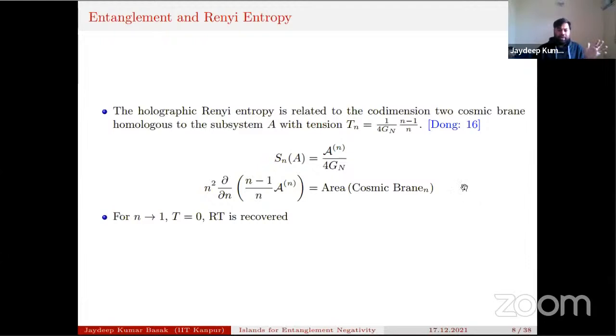The holographic Renyi entropy is related to a codimension 2 cosmic brane, which is homologous to the subsystem A. A is the subsystem sitting at the boundary, and this cosmic brane has a tension proportional to (n minus 1) by n. Now if we take the n going to 1 limit, the tension vanishes, and in that case we recover the RT surface.